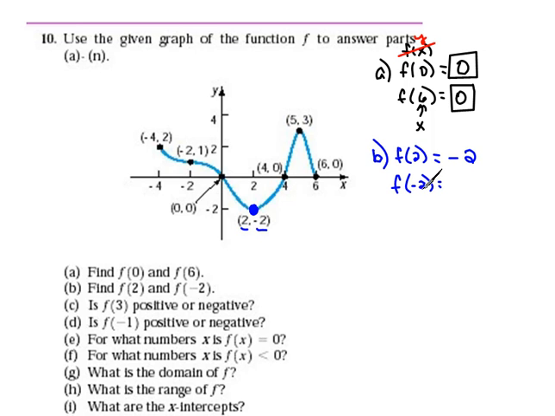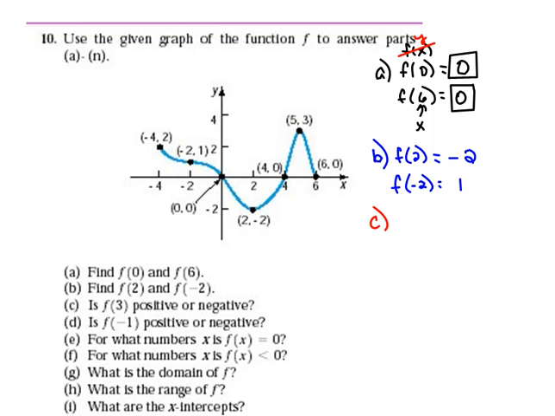Now, again, same type of notation. Here they say that x is negative 2, and we're supposed to find y. So when x is negative 2, we're talking about this point right here on the curve. The y value that corresponds to that would be 1. All right, I hope this is starting to come together a little bit.